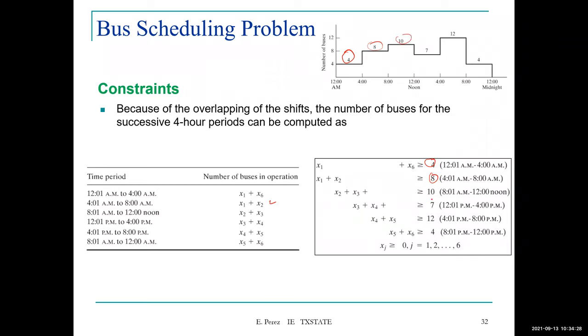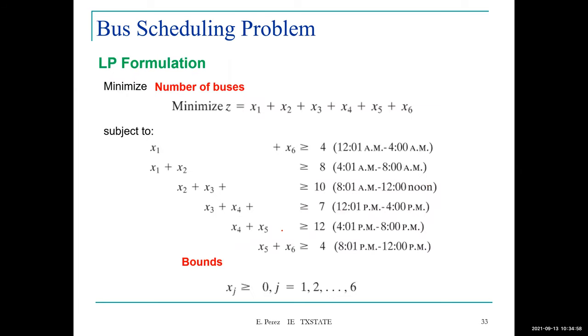Same thing for here, 10, X2 plus X3, 7, X3 plus X4, and this one is 12, and then the last one, 4, is X5 plus X6. And these are my constraints. So the formulation at the end has the minimization of the number of buses, all the buses for each 8-hour shift, subject to these constraints. And the bounds are listed here. Questions about this one?